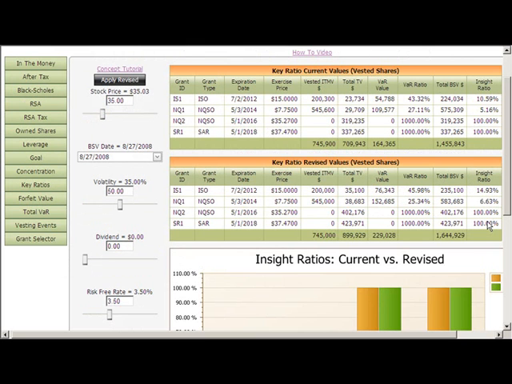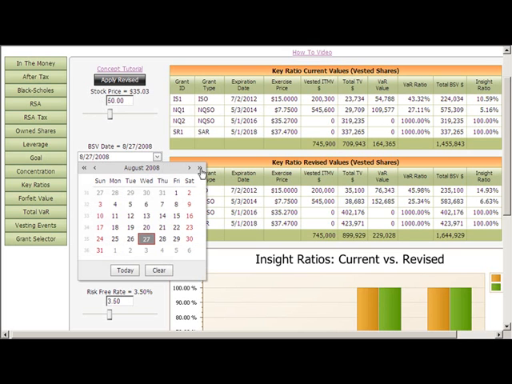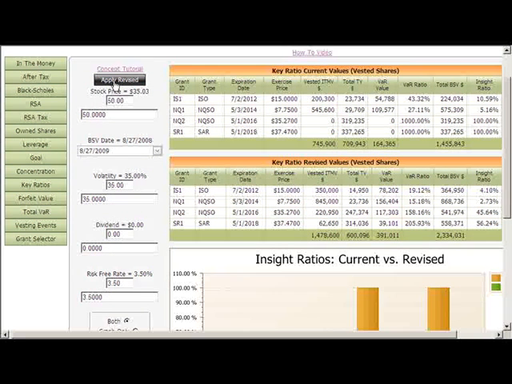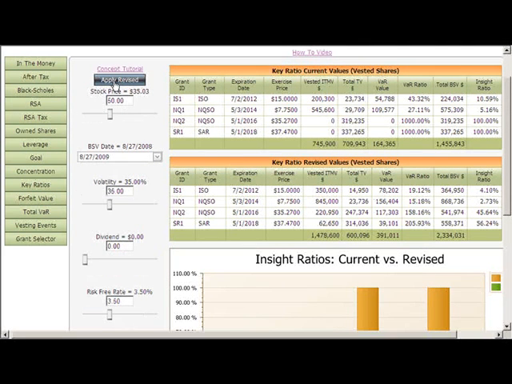For example, if we set the volatility back to 35% and assume the stock price increases to $50 a year from now by revising the stock price and Black-Scholes value date assumptions accordingly, we see that the ratios decrease significantly. The comparative insight ratios for each grant are also graphed out below.